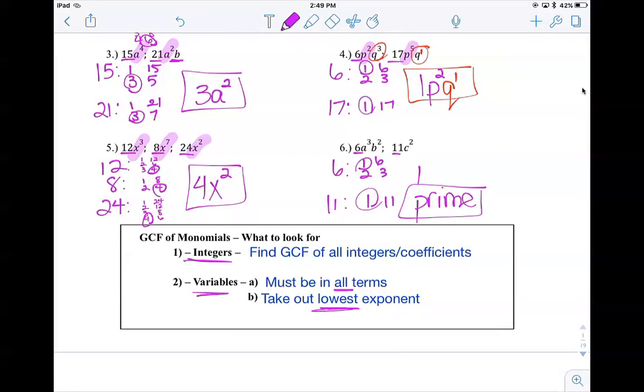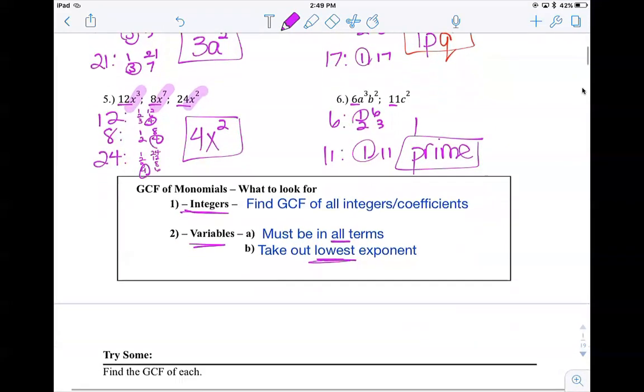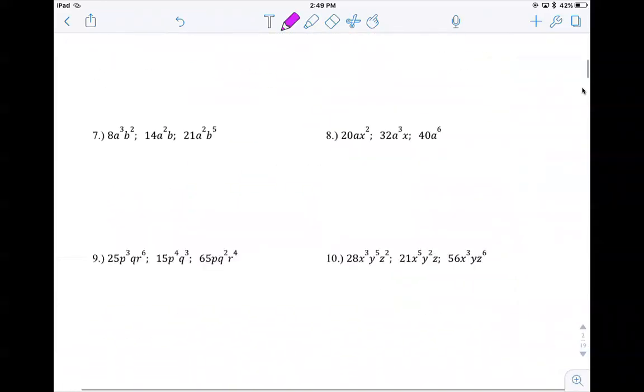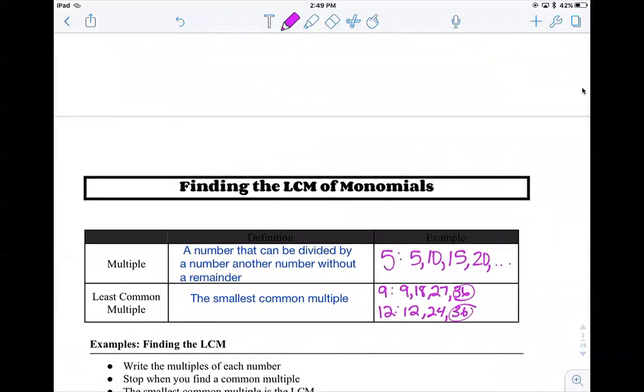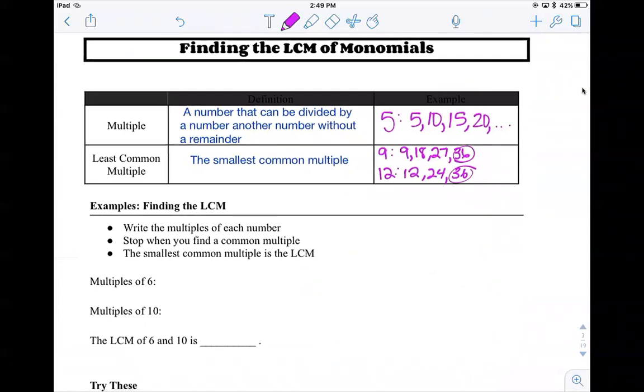Okay, so there are some for you to try on the next page. So we will recap that when I get back tomorrow. And then we're going to take a look at LCM. So for LCM, what we're going to do is we're going to look at multiples. So first of all, LCM stands for least common multiple. And a multiple is a number that it's kind of like a times table.